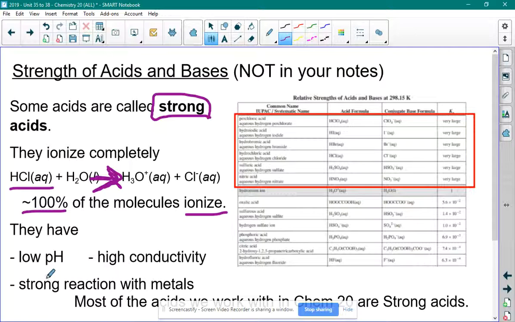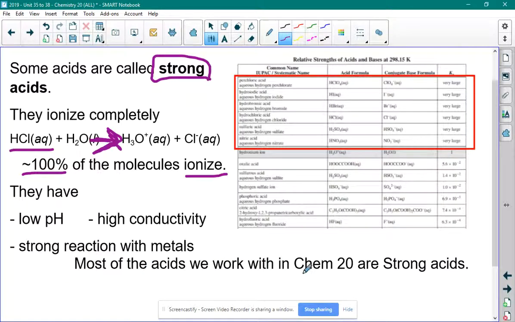So they have a very low pH in solution. They're very strongly acidic. They are really good at conducting electricity. They've got a really strong reaction with metals. And most of the ones that we're going to work with in Chem 20 are strong acids. You get to working with the weak acids in Chem 30. So don't stress too much over them right now.